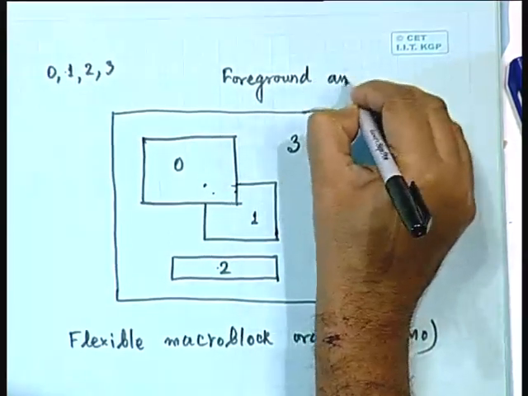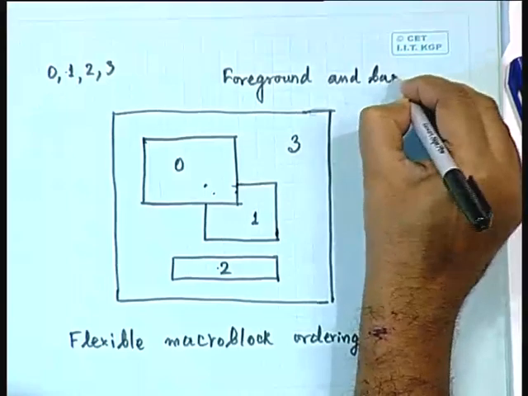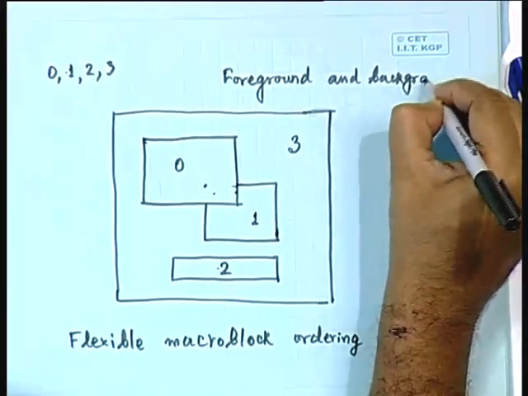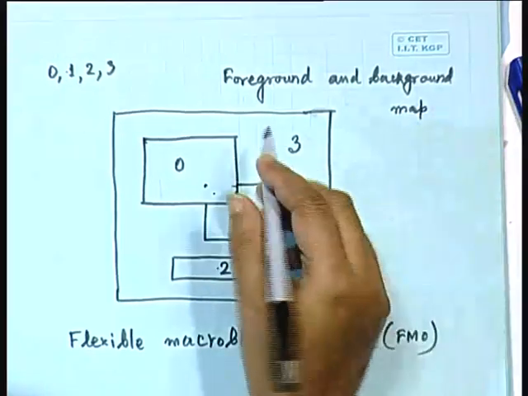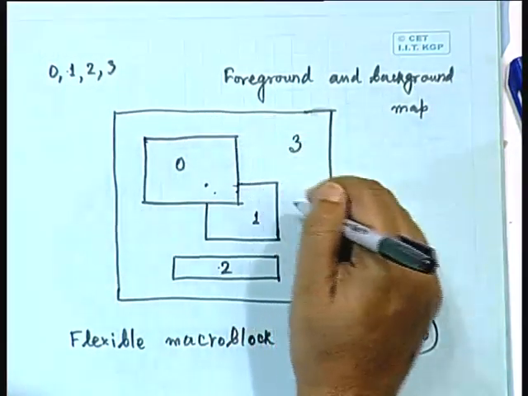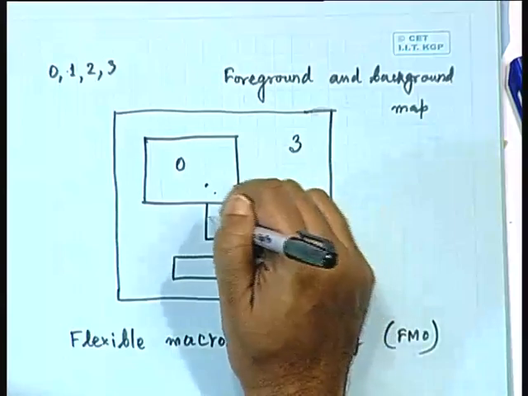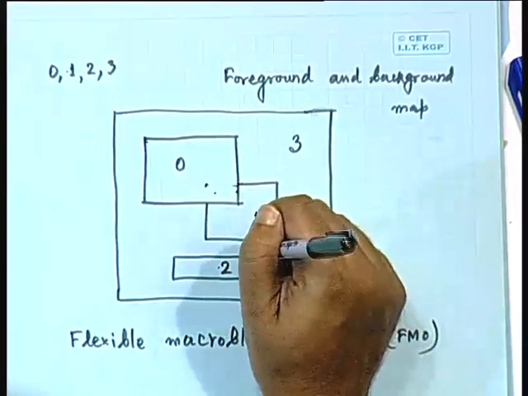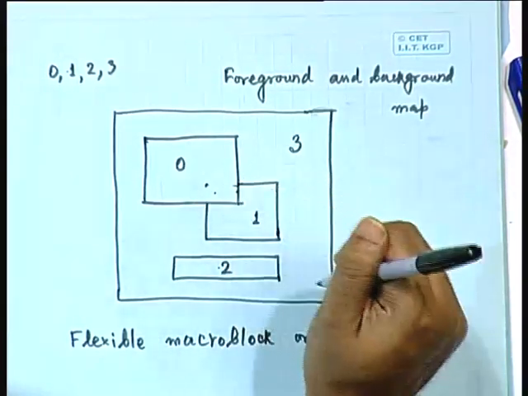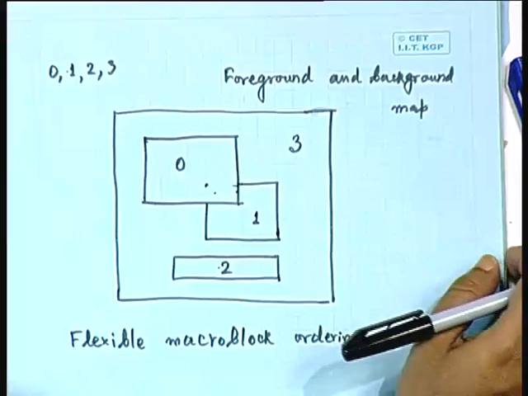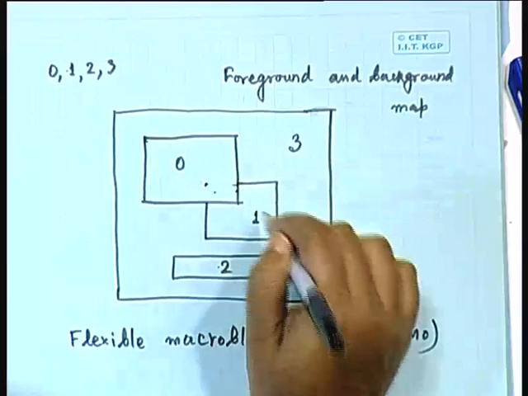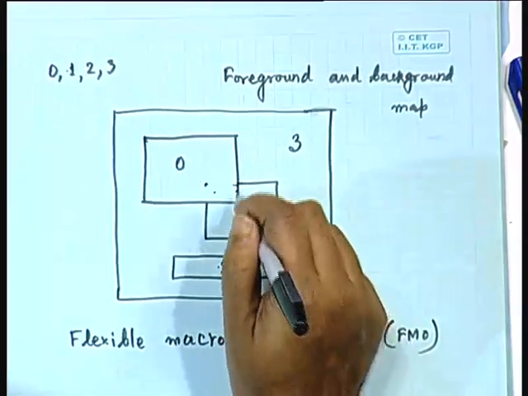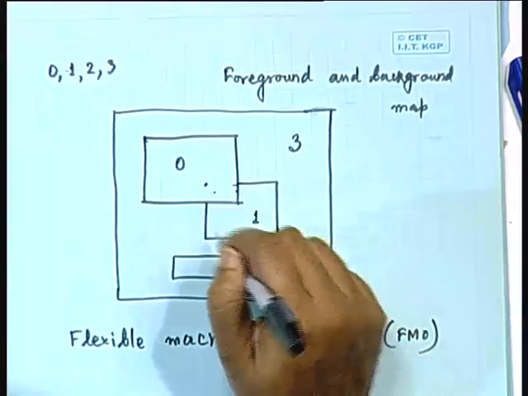So, this is foreground and background map. As you can very clearly see from this example, here we have got 3 foreground objects. Okay, this sort of a situation would be very much ideal for encoding a frame which has got 3 different objects. Okay, one object is occluding the other.